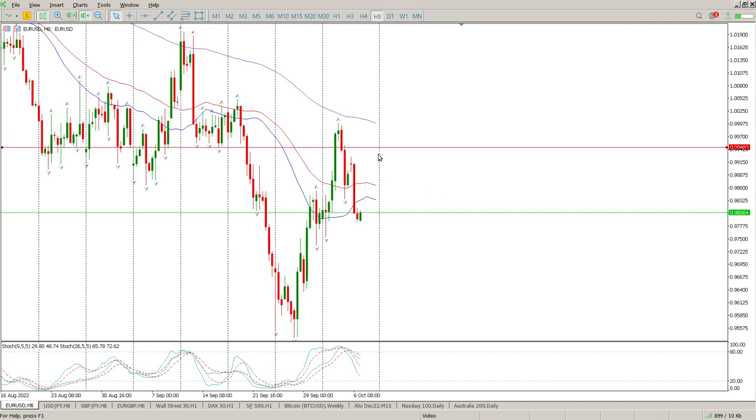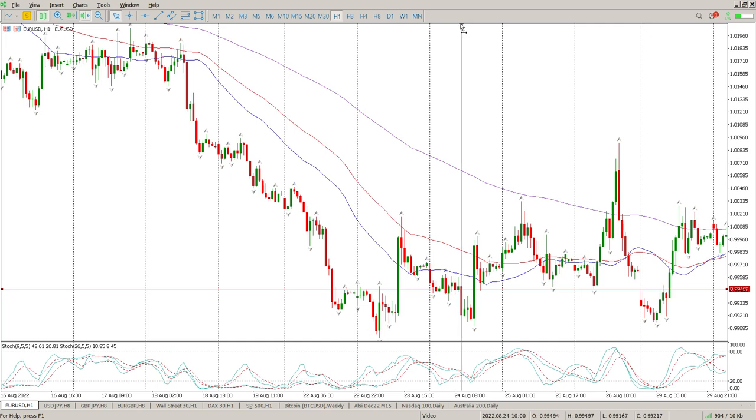So we didn't quite get to the level we were looking for rejection, which was up here at 0.99469. So nothing really happened yesterday. A bit of a range bar and then a big engulfing bar. If we look at the oscillators pointing down, everything's pointing towards a continuation to the downside here.